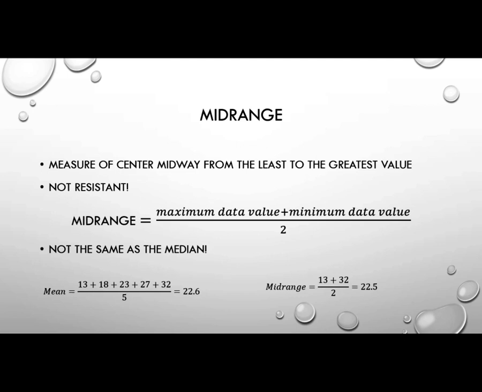All right, then we have mid-range, which is a measure of center midway from the least to the greatest. Again, just like in the median, you have to order them from least to greatest. It is not resistant because the greatest, if it's an outlier, is going to impact this substantially. It's not the same as the median, and look, I did the mean, and I'm doing the same thing with the mid-range. I just add the lowest and the highest and divide by 2, and they're very, very similar because there isn't a huge range here. Had there been an outlier, it would be different.